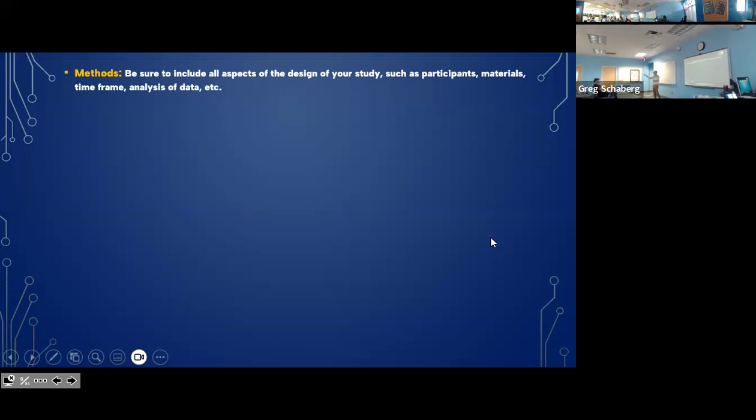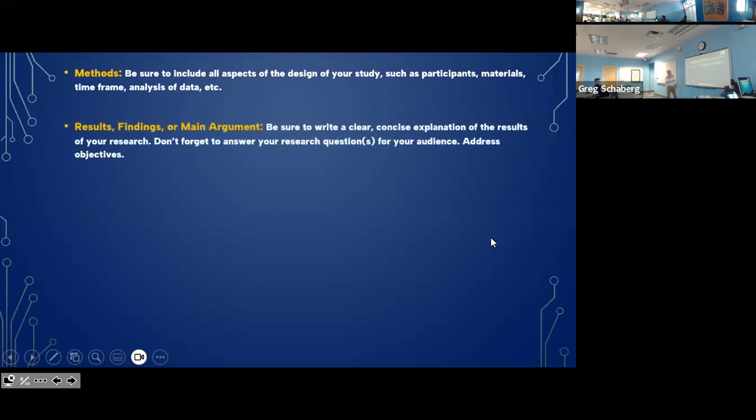Your methods: what did you do? You're going to describe the design of your study. You did a little bit of this in your abstract. Here, you're going to expand it. You're going to be more specific and tell me all the things that you did. You might talk about how many participants there were, what materials you used, how long it took, and how did you analyze your data? These are all topics you might touch on.